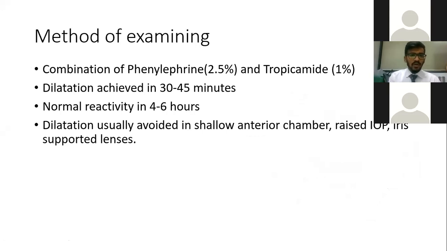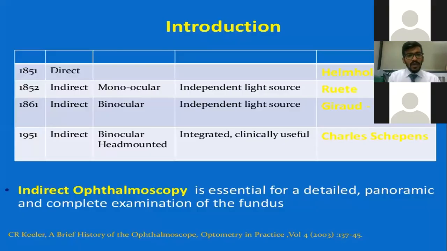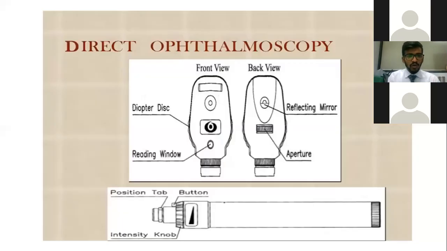Allergy you have to take care of. Around 30 minutes, wait for the patient to dilate. If you want to do a complete periphery examination, you should wait for a good amount of time, at least 30 minutes, and then see. So just a small history. It was started with the direct ophthalmoscope by Helmholtz in 1851, and thanks to Charles Schepens, the father of modern vitrectomy, we got the binocular head-mounted IO, that is, the indirect ophthalmoscope.